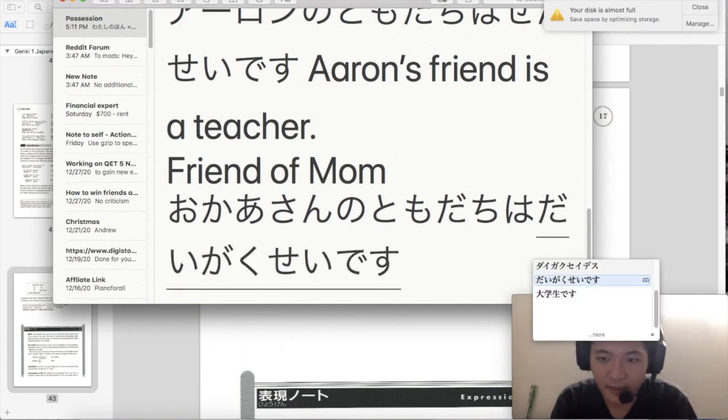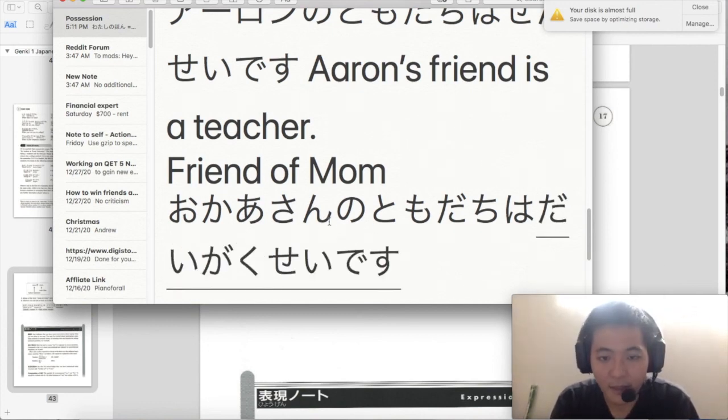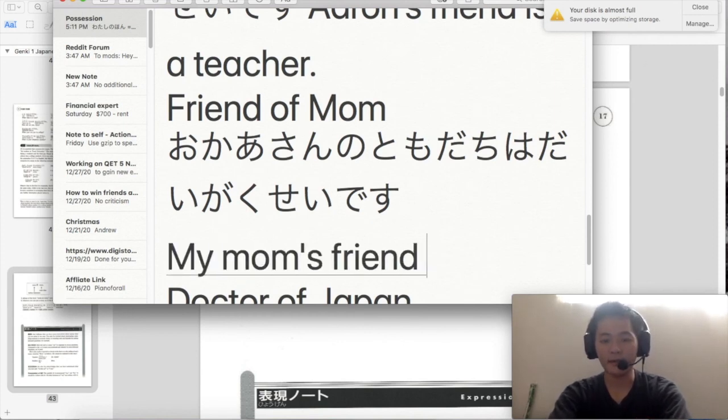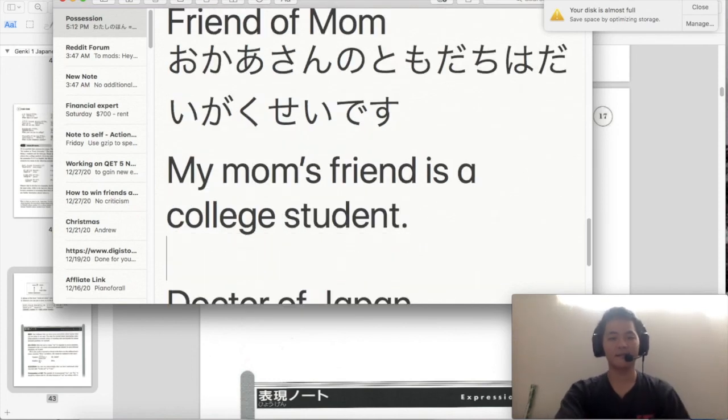So right here, look. Okasan, which is mom, no tomodachi, which is friend. A friend of my mom is 大学生. 大学生 is a college student. So what this would mean is my mom's friend is a college student. You just created a sentence using the two grammar particles that we talked about. So お母さんの友達は大学生です. Right on, guys. So this is really cool.